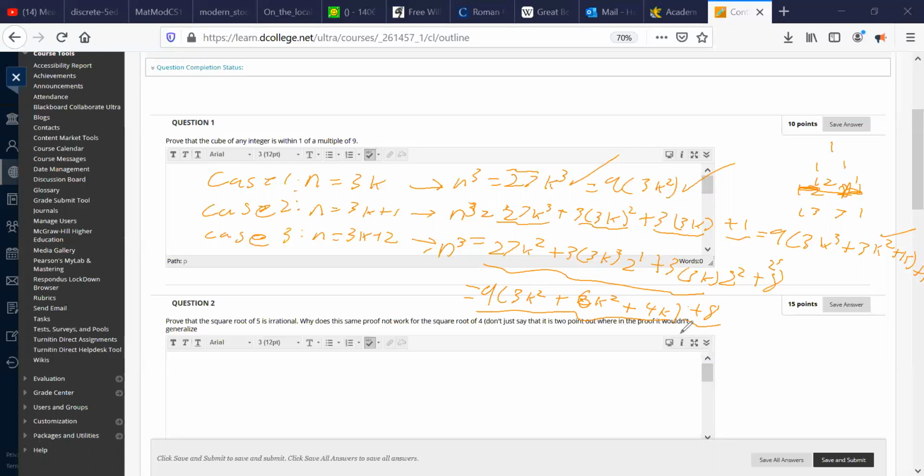8 is 1 away from a multiple of 9, so it works here. So it works for all 3 cases. These cases are exhaustive, therefore it works. Does that make sense? Yeah, thank you.